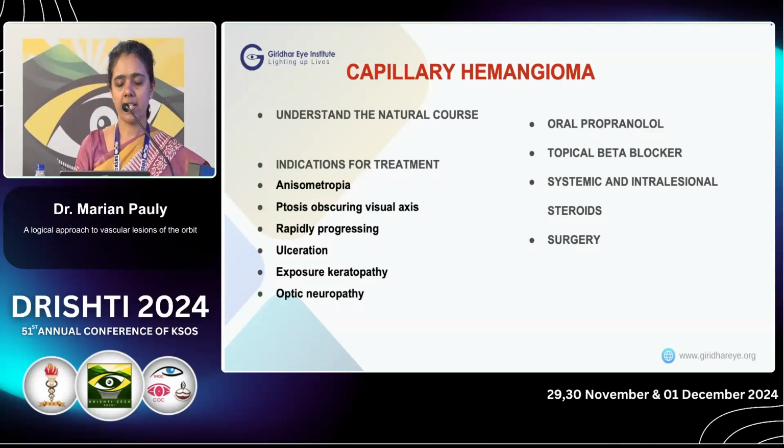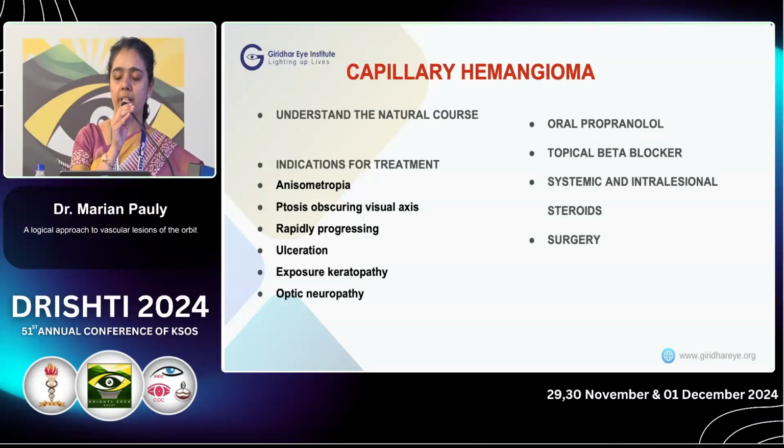So what are the indications for treatment? All the lymphangiomas do not require any treatment. You have to refract all these babies. Indications include anisometropia, any ptosis obscuring the visual axis, rapidly progressing hemangioma. From the old photographs, you know whether it is rapidly progressing or not. If you know the growth pattern in the last 2 weeks, then you can predict the growth pattern in the next 2 weeks. Also any surface ulceration, exposure keratopathy, and optic neuropathy. Treatment is by oral propranolol. In my practice, I never start it by myself. I always get an opinion from the neonatologist.